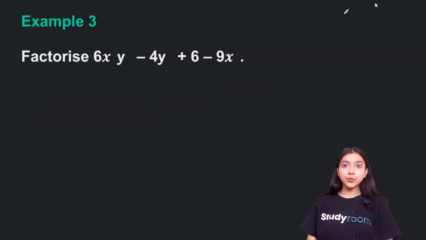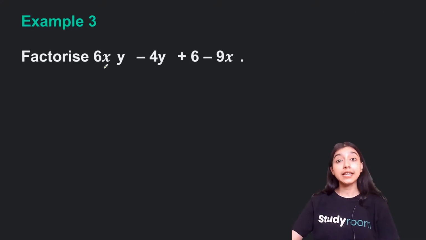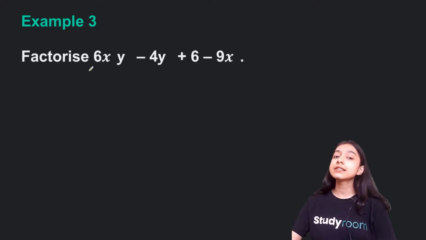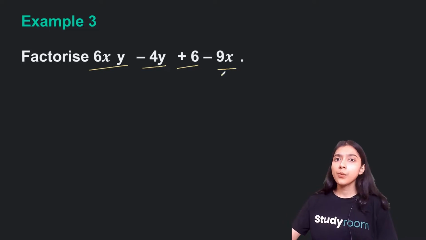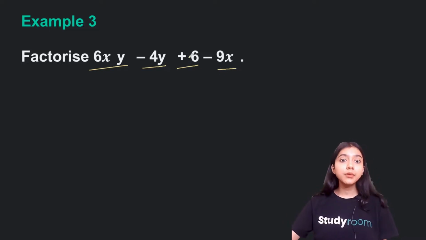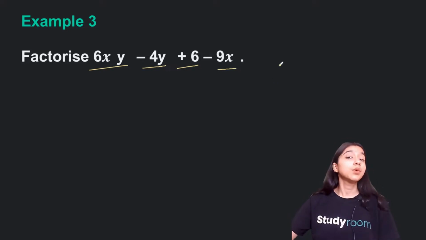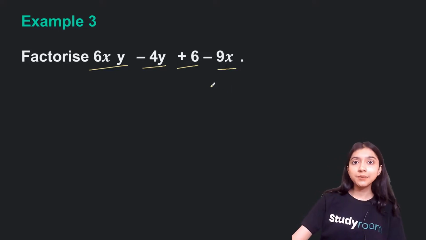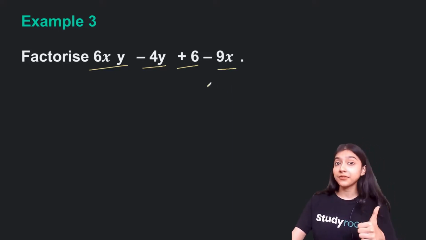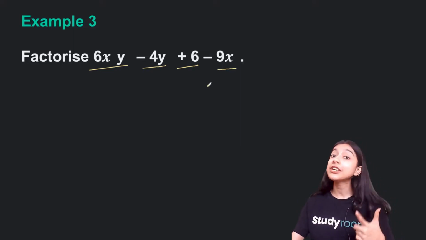Next up we have another problem to solve, and over here let's see what is the method that we'll be using. So the question given to us is an algebraic expression which reads 6xy minus 4y plus 6 minus 9x. Now just observe, is there any common factor from all the terms? No, there is not a single number which can be taken outside as a common factor from all the terms. So what is the method we'll be using? We cannot use the common factor method. Which method will we be using? We will be using the method of regrouping the terms.